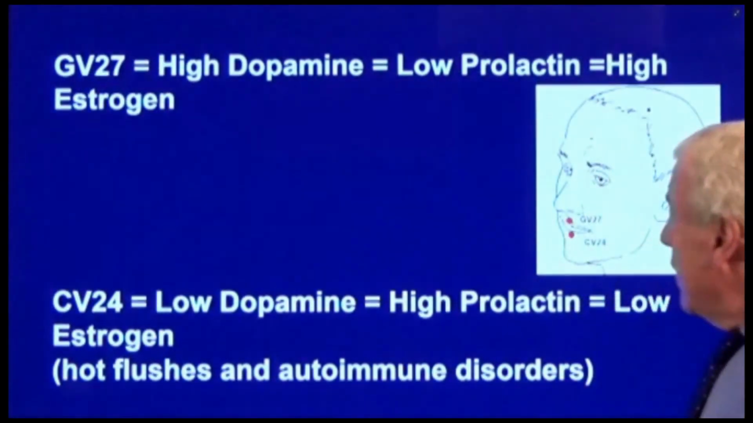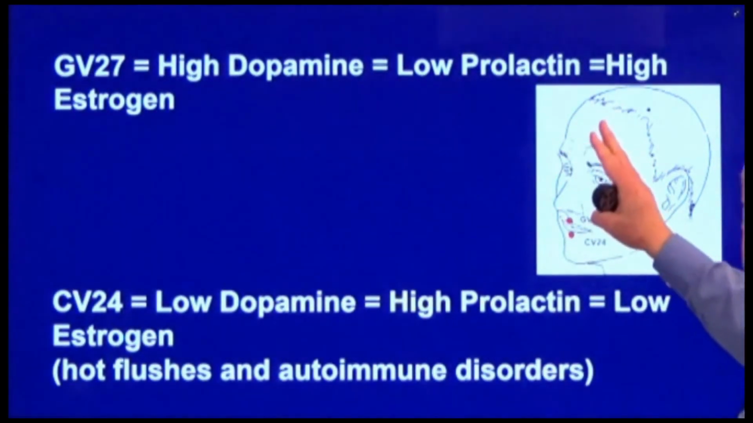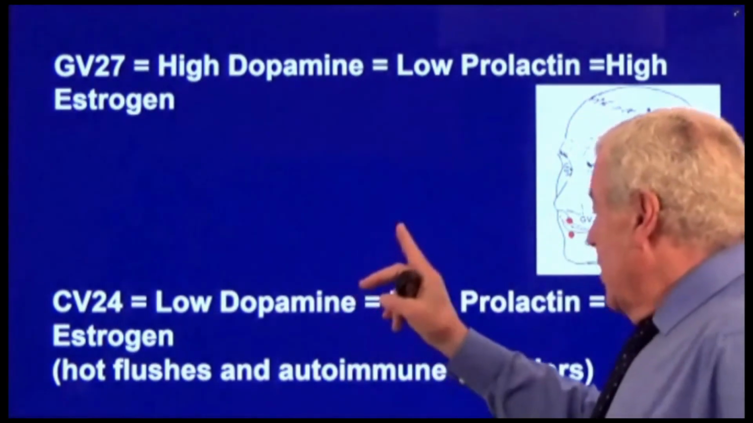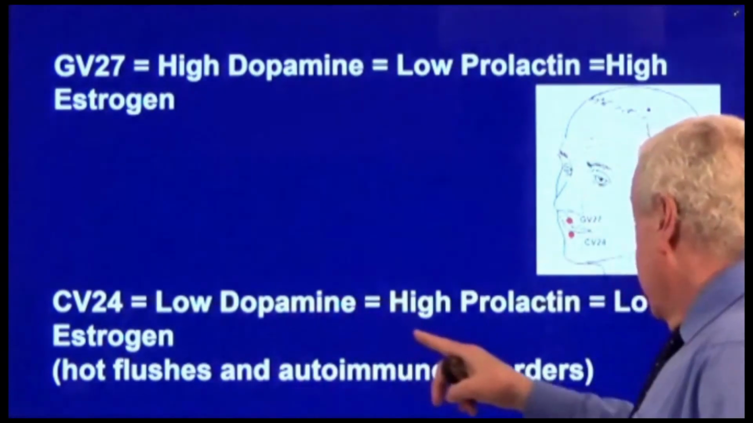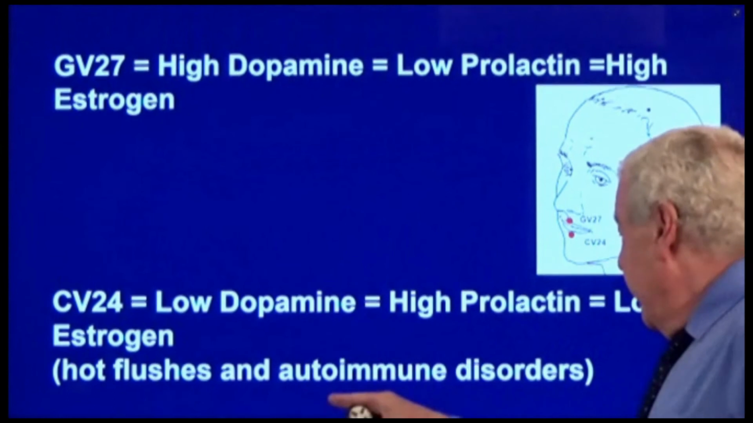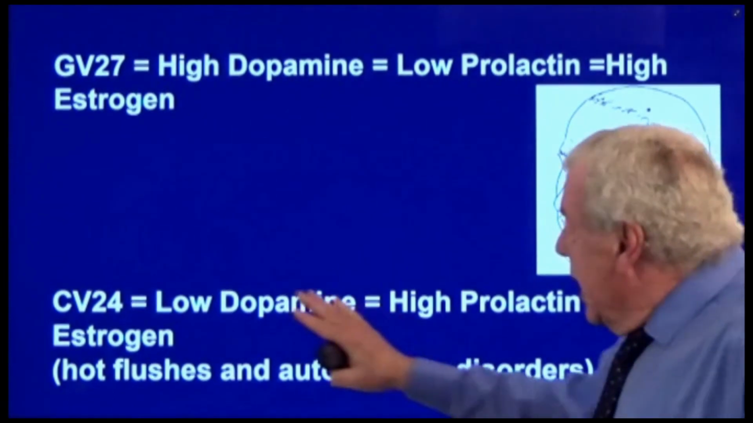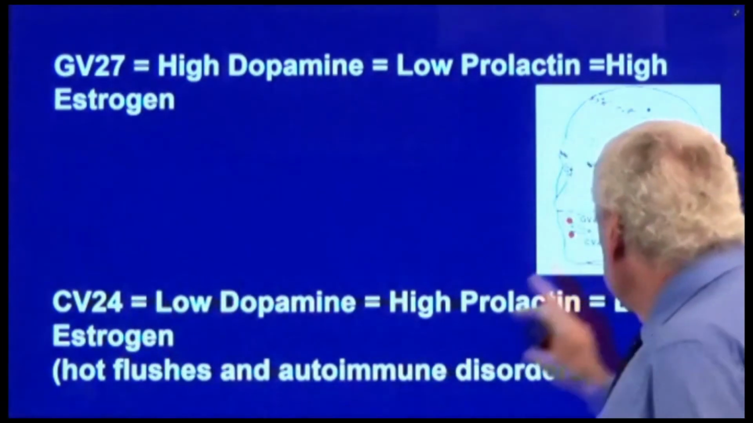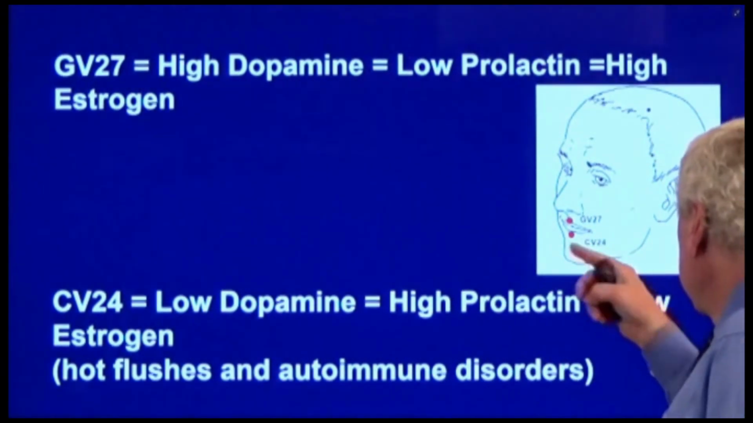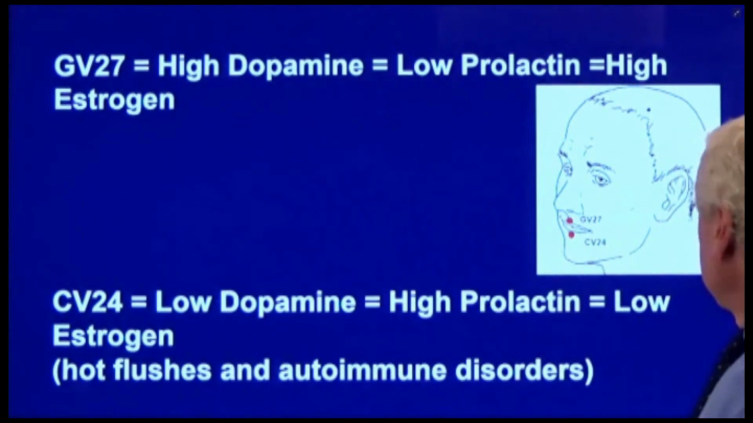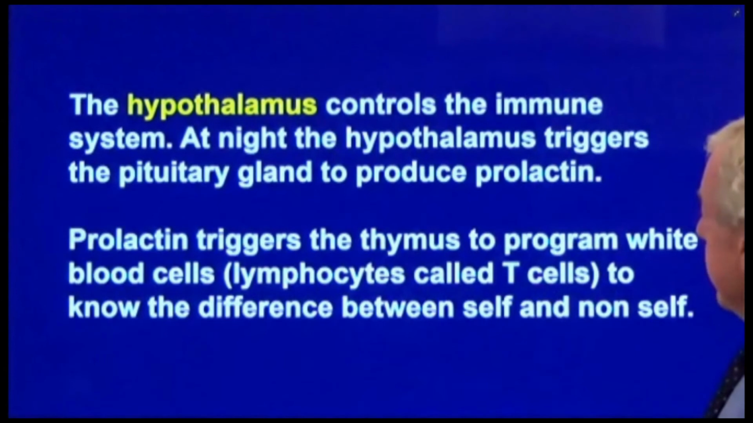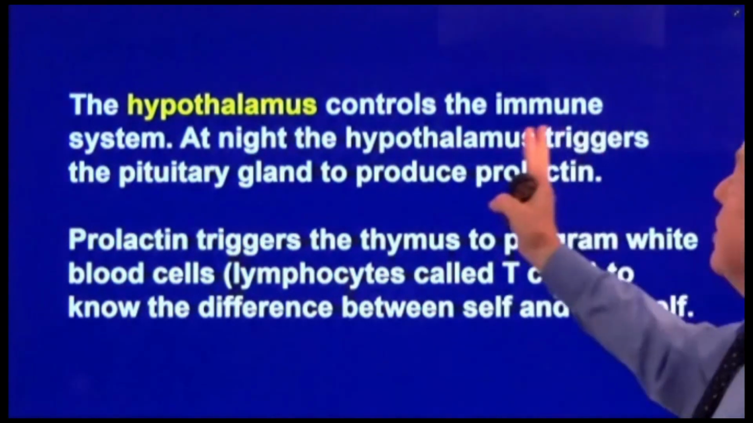Governor vessel 27 is high dopamine, which equals low prolactin and high estrogen, whereas conception vessel 24 is low dopamine, high prolactin and low estrogen. Thus hot flushes and autoimmune disorders are picked up off conception vessel 24. A person with hot flushes will often have therapy localized to conception vessel 24, which indicates low dopamine and high prolactin. The hypothalamus controls the immune system.